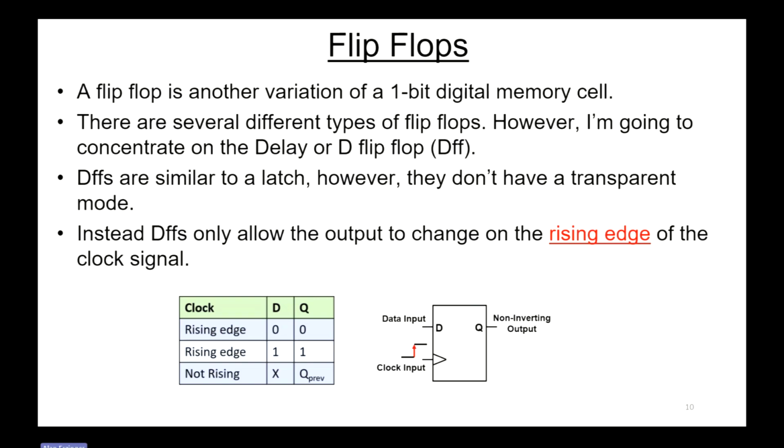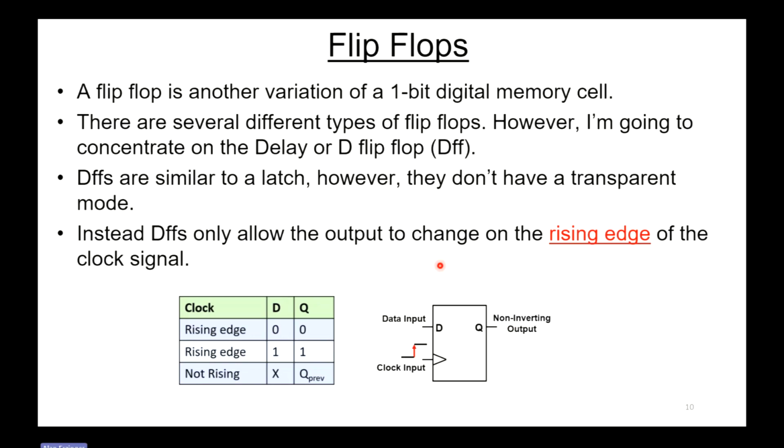So a flip-flop is another type of 1-bit digital memory cell. And there's several types of flip-flops out there. However, I'm going to concentrate on the delay or D flip-flop, abbreviated DFF. So D flip-flops are similar to a latch. However, they don't have a transparent mode. Instead, D flip-flops only allow the output to change on the rising edge of the clock signal.